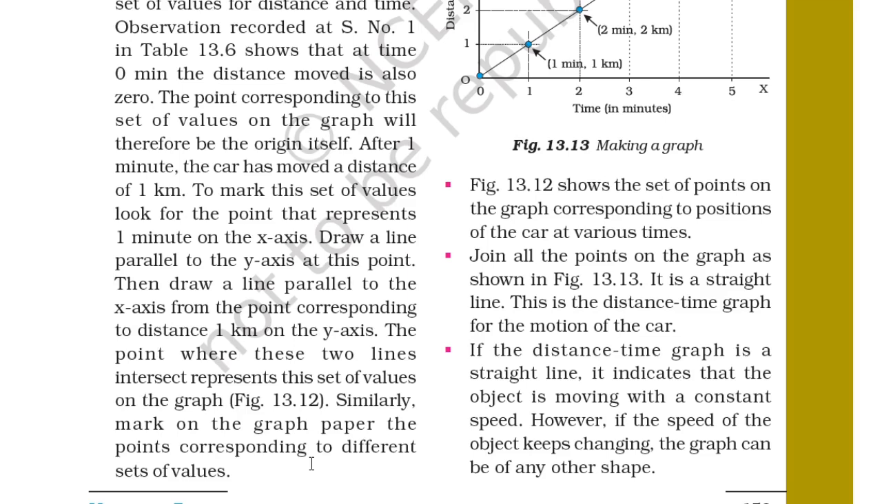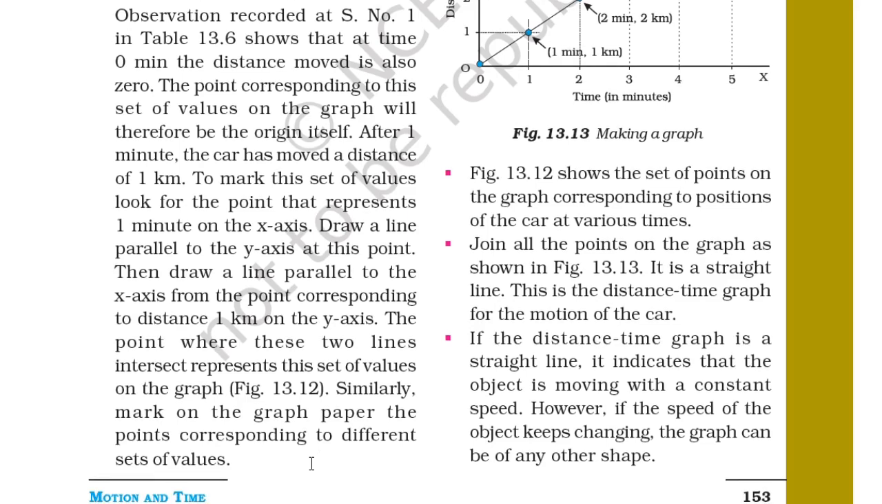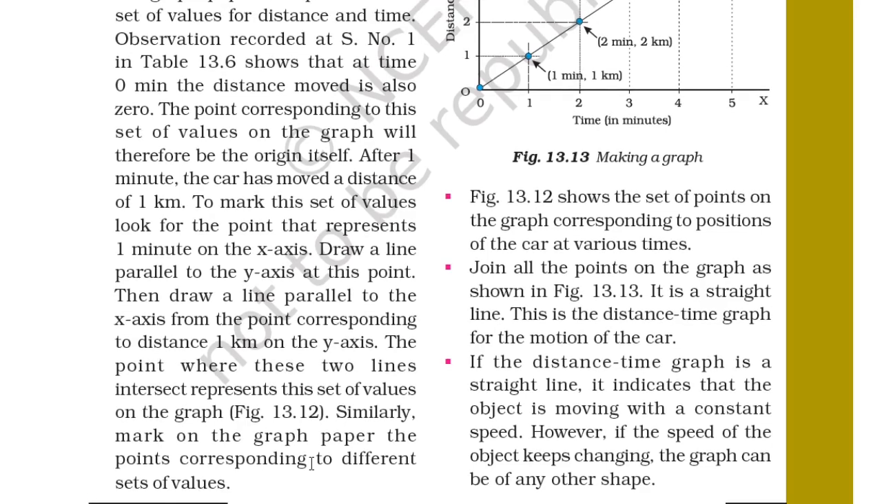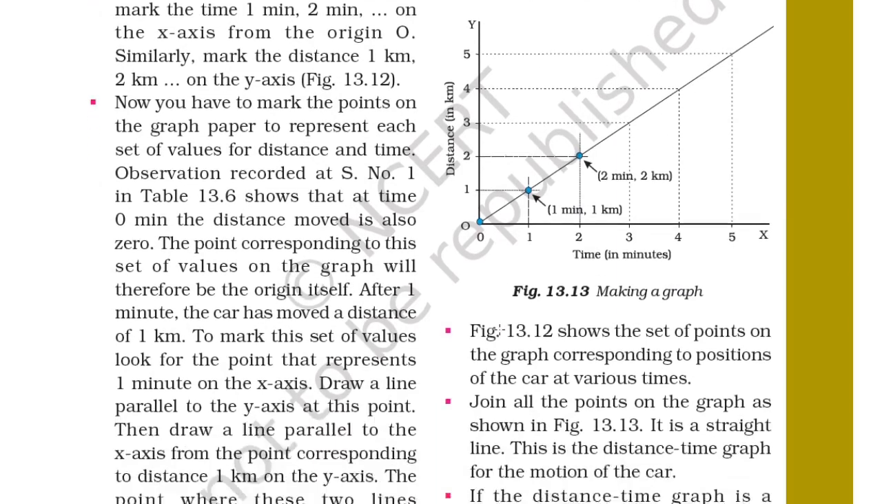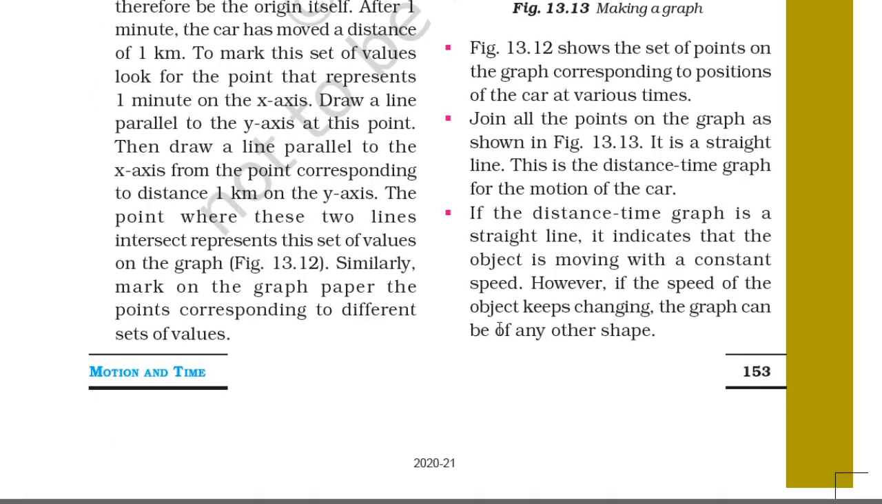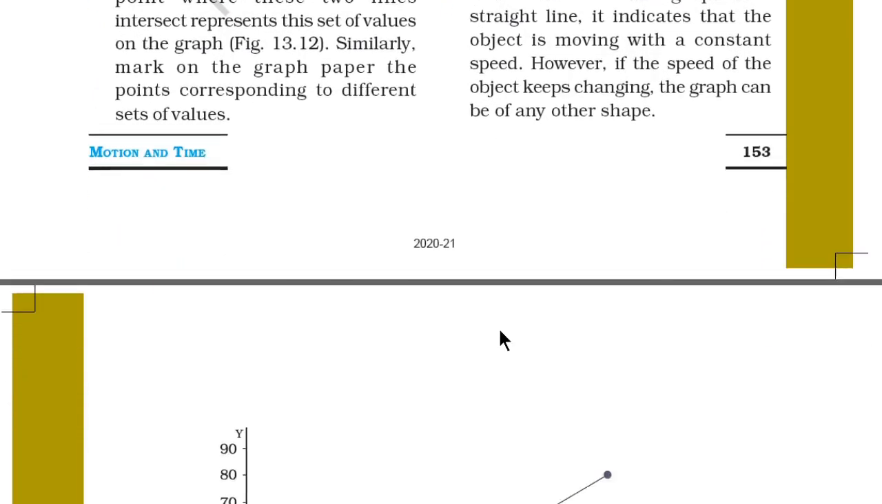If the distance time graph is a straight line, it indicates that the object is moving with a constant speed. However, if the speed of the object keeps changing, the graph can be of any other shape. So you know it has a constant speed. When we join these points, we are getting a straight line. So we know that it is a constant speed. The car is moving at a constant speed. So I think it is clear to you how to plot the graph.